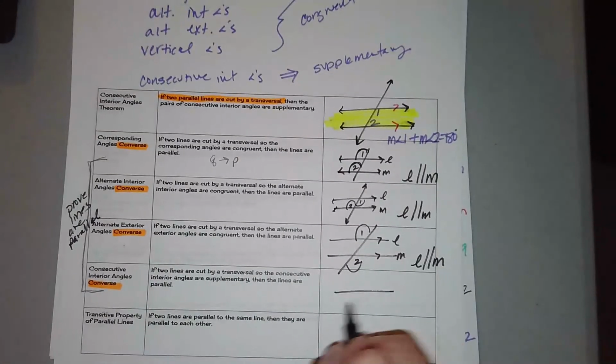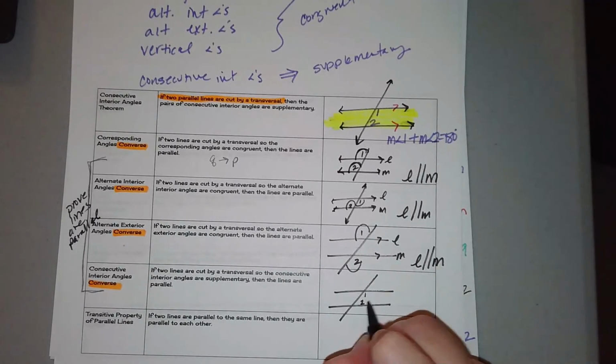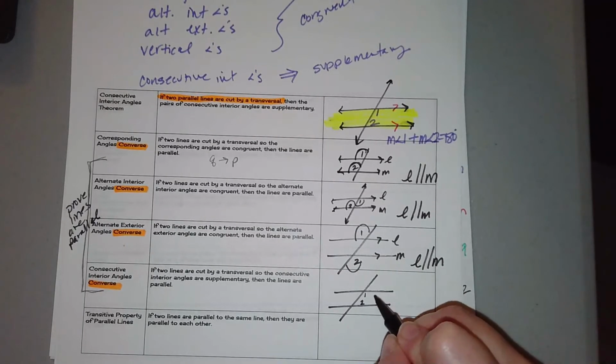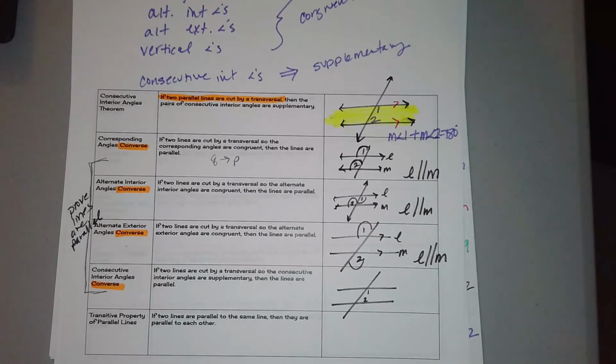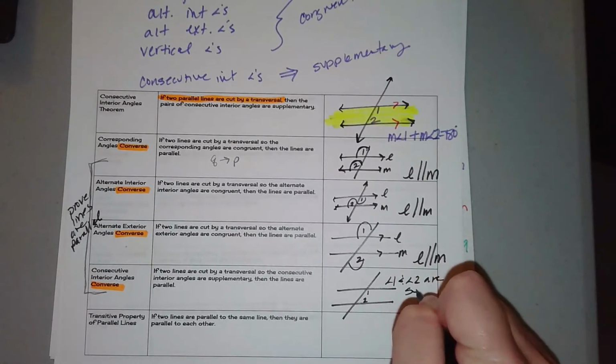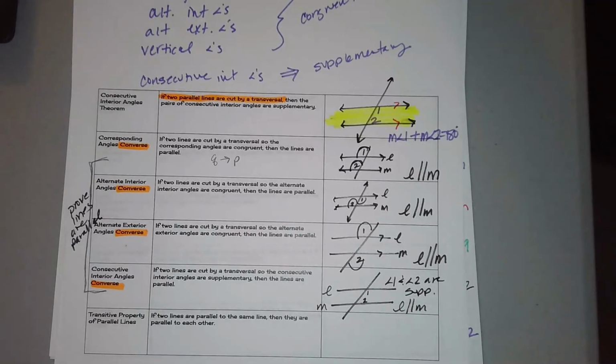And then finally, consecutive interior. This one actually is kind of the different one, right? If we know that these 2 are not congruent, but they're supplementary, this one states that if the measures of angle 1 and angle 2 add up to 180 degrees, so we could say angle 1 and angle 2 are supplementary, that means they add up to 180 degrees. Now we know that my two lines are parallel. Okay, so those are all the theorems, or at least those first ones.